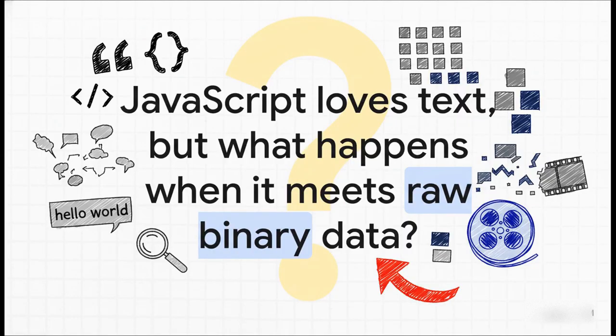So let's start with a basic truth. JavaScript, it loves text. It's a total pro with strings, JSON, you name it. But the real world, the modern internet, it runs on stuff that isn't text at all. Think about it. Images, video streams, network packets, that's all raw binary data. And when your nice, clean JavaScript code runs into that stuff, it kind of freaks out. It just hits a wall. And that right there is the exact problem Node.js buffers were built to solve.